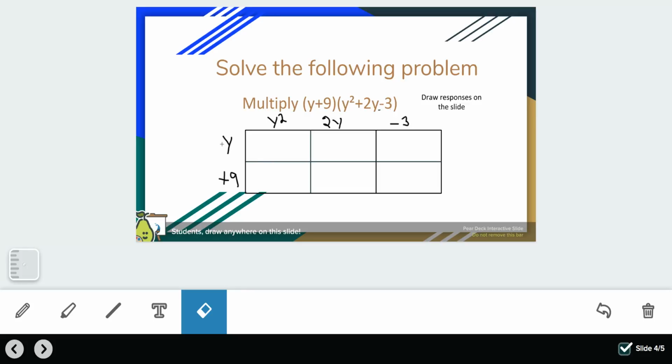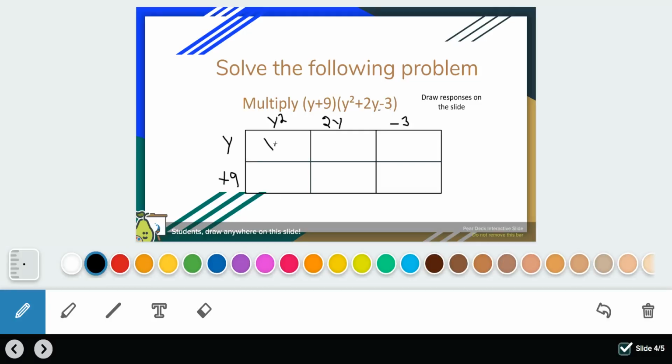All right, and let's go ahead and multiply. Y times y squared will be y cubed. So far, so good. Y times 2y will be 2y squared. Notice I'm doing the first row, okay? I'm not doing anything on the bottom row. So first row, y, and then column 3, y times negative 3 will be negative 3y. Okay, I'll let you guys catch up to that point.